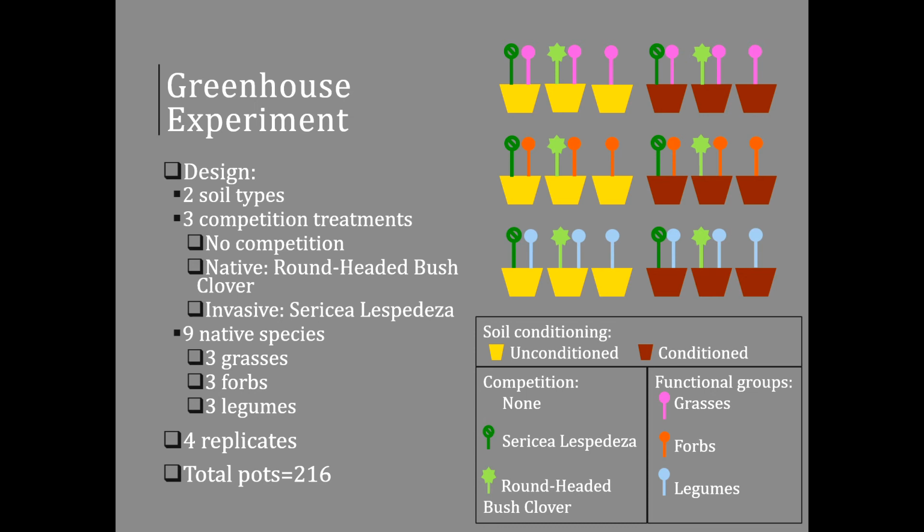Again, I looked at the effect on 9 native species, 3 from 3 different functional groups, so 3 grasses, 3 forbs, and 3 legumes. And then I replicated everything 4 times, so I had 216 pots in the greenhouse.